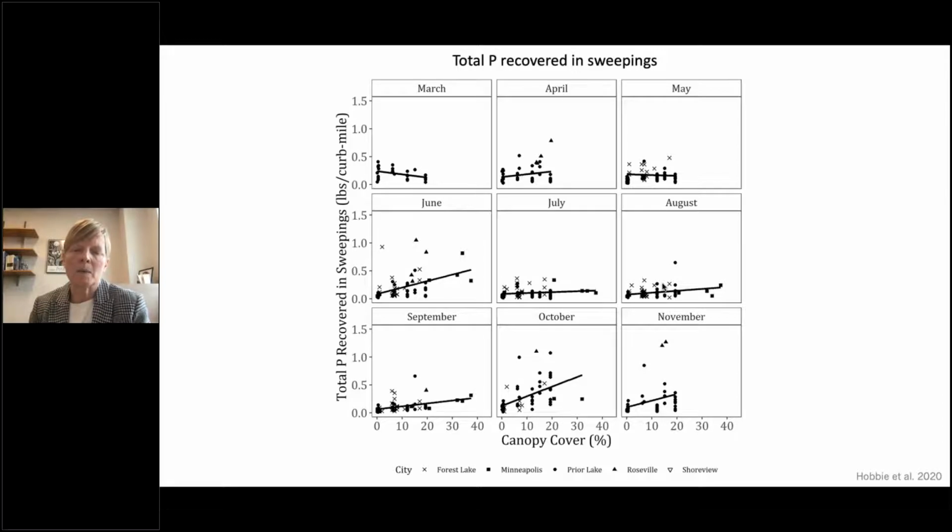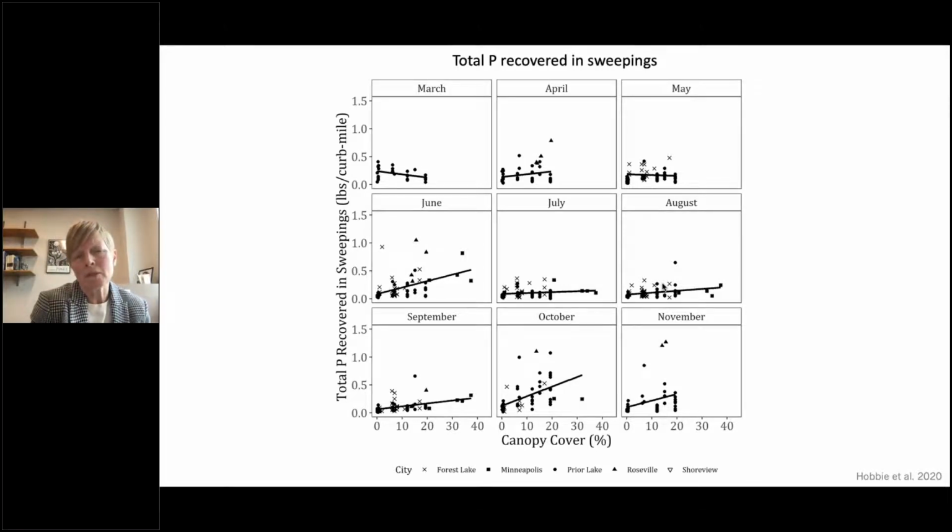One is that we see higher phosphorus concentrations at certain times of the year, particularly in the fall. In Minnesota, that's the time of year when leaves are falling, so October and November. We also see relationships between canopy cover and phosphorus recovered in sweepings at particular times of year. Again, in the early summer, in June, and then again in the fall, you're starting to see a hint of that in September, but the relationship is more pronounced, or we have a steeper slope, in October and November.